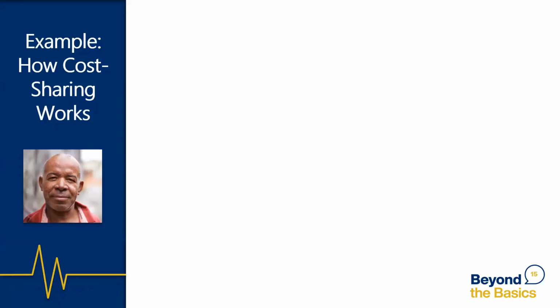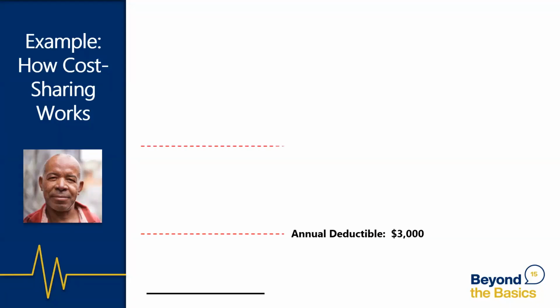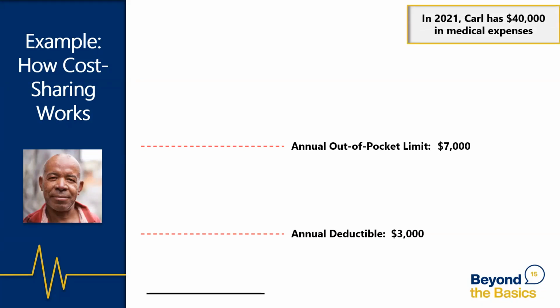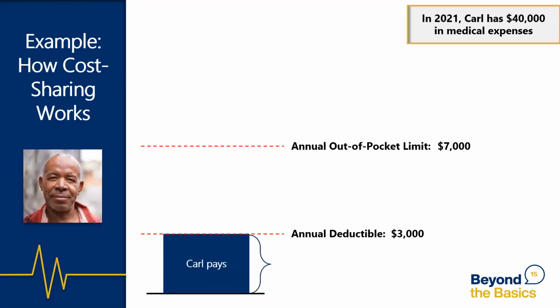This is Carl, and he enrolled in an HMO plan for 2021. His plan has a $3,000 deductible and a $7,000 out-of-pocket limit. Carl had some pretty high medical costs this year, which added up to $40,000. Unfortunately, he was hospitalized at the beginning of the year.